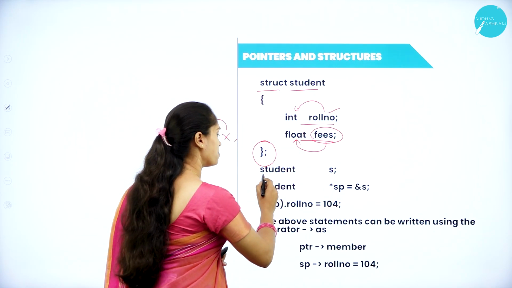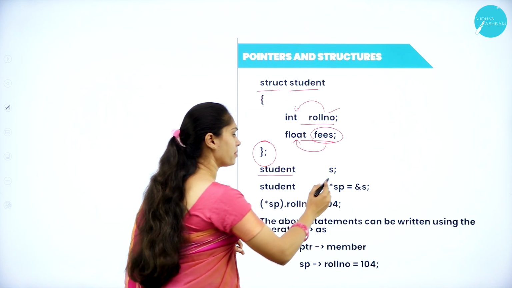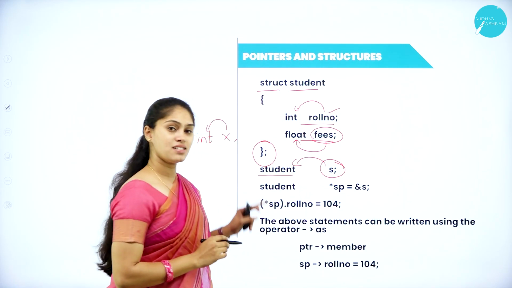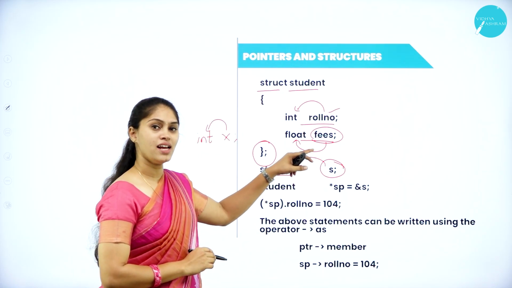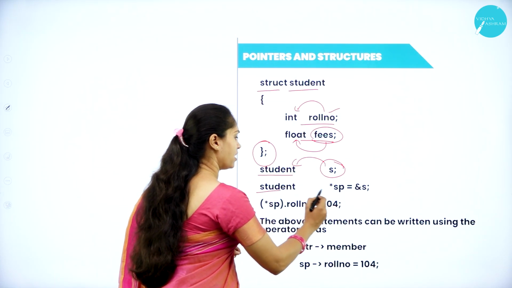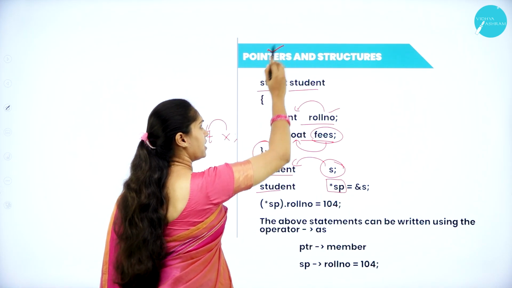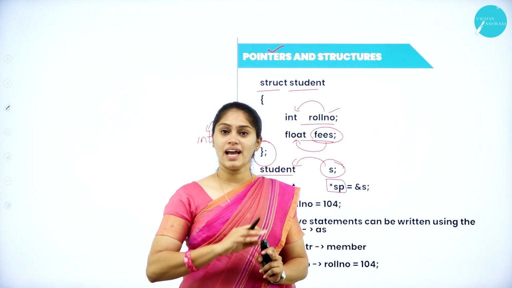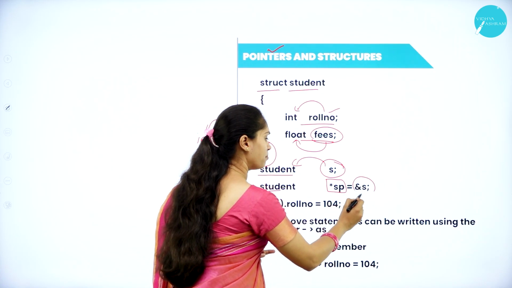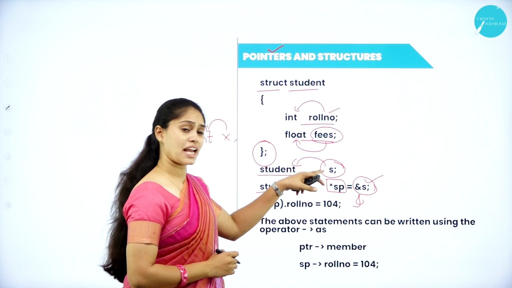So here you have to observe student. What is this student? It is a structure name. I am creating one variable which is of the data type structure, that is student. Student star sp. So star in the sense what? That is nothing but a pointer. A pointer helps us to hold the address of another variable. Star sp is equal to ampersand s. So this ampersand is nothing but the address of this s variable.